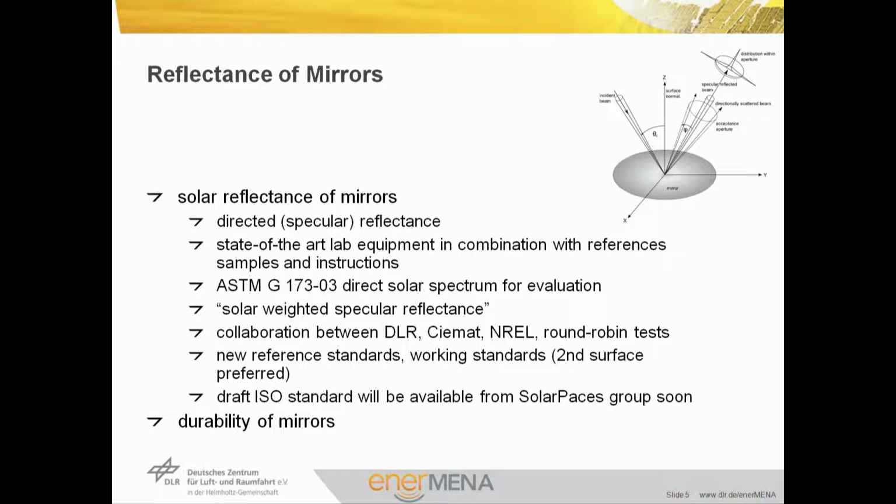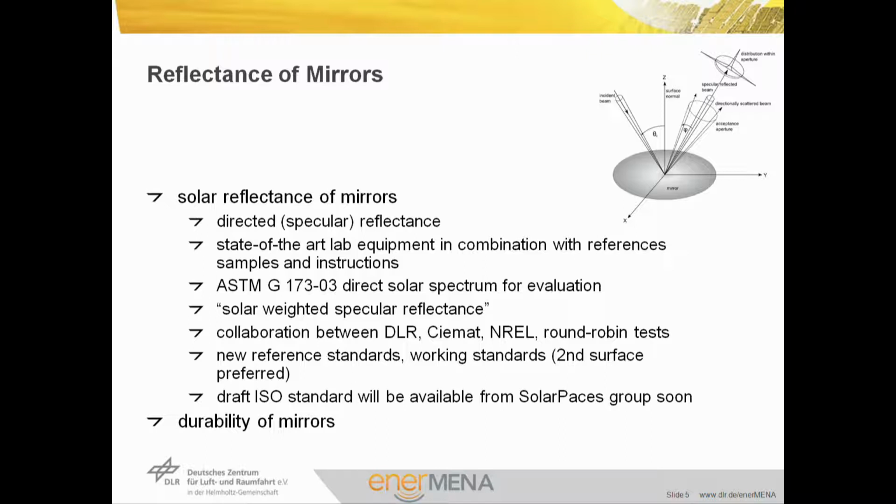The mirror has a spectral reflectance appropriate for sunlight, and also specularity is important for reflecting the sunlight. The solar reflectance of mirrors is determined by the direct specular reflectance. It is measured with state-of-the-art equipment. It is evaluated with a spectrum as reference from ASTM G173 and results in the solar weighted specular reflectance.